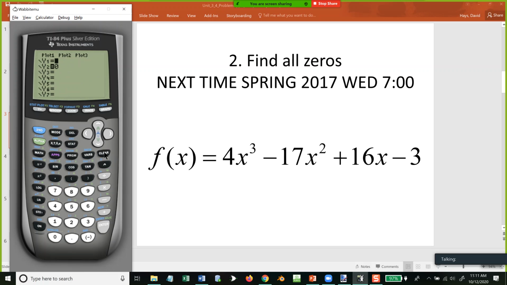Okay, so we'll go to y equals on y1 for a polynomial: 4x to the third minus 17x squared plus 16x minus 3. Do second trace, choose number 5 for intersect.